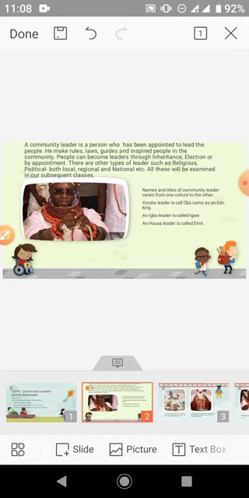Okay, so we move forward. There are other types of leaders, such as religious leaders, political leaders, both local, regional, and national leaders. We have all of that. In our subsequent lessons, we are going to look at other leaders, and the religious leaders fall into the category of other leaders. And of course, we quickly jump to names and titles of community leaders.